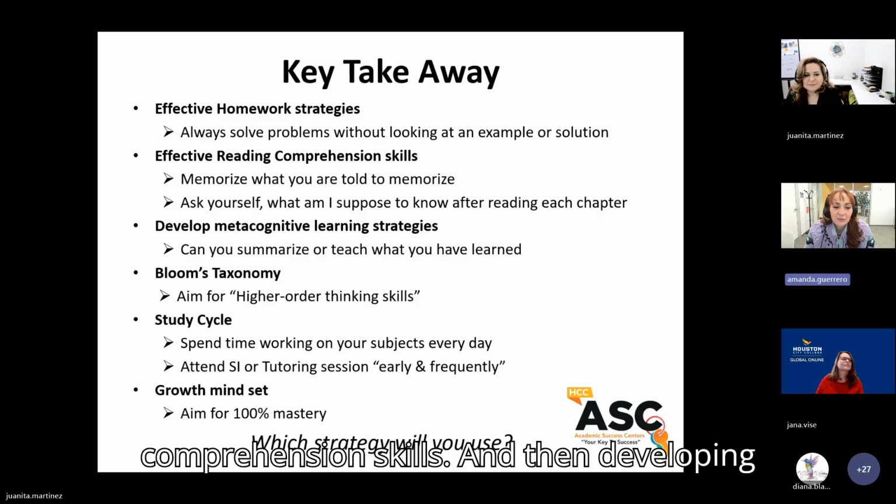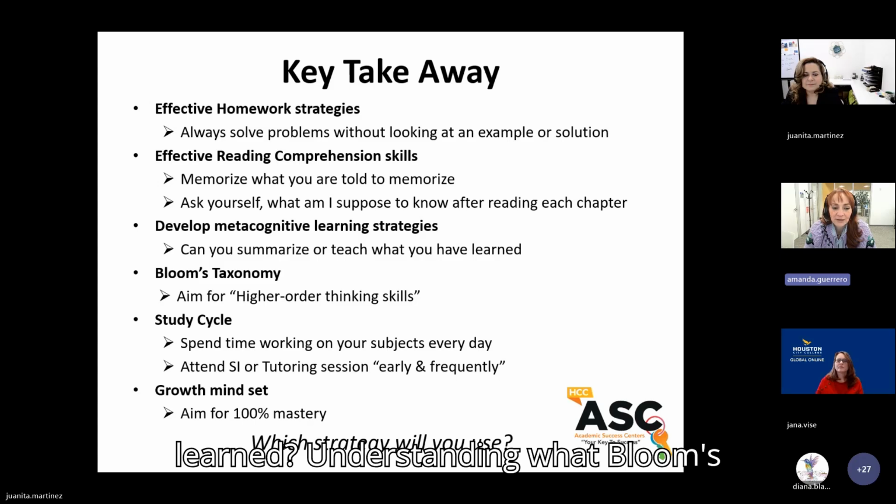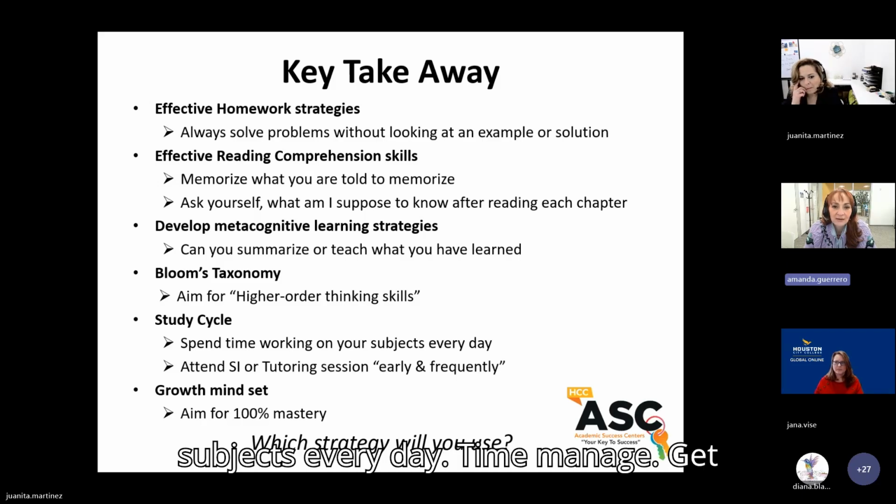And then developing your metacognitive learning strategies. Can you summarize or teach what you've learned? Understanding what Bloom's taxonomy is and knowing how to apply the higher order thinking skills as you're studying. Use the study cycle. Spend time working on your subjects every day.